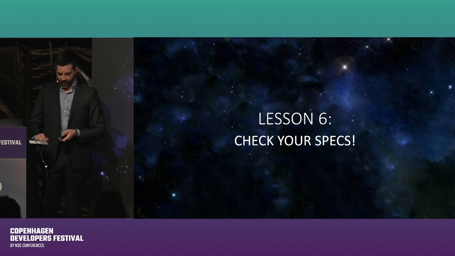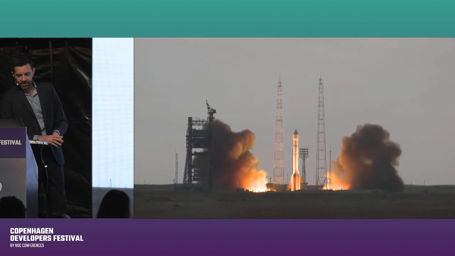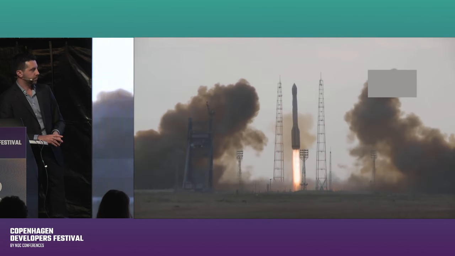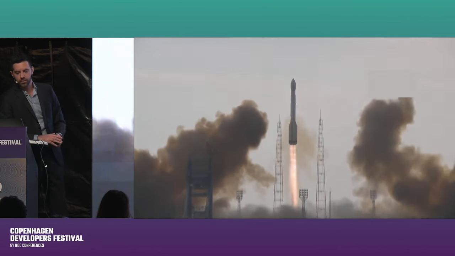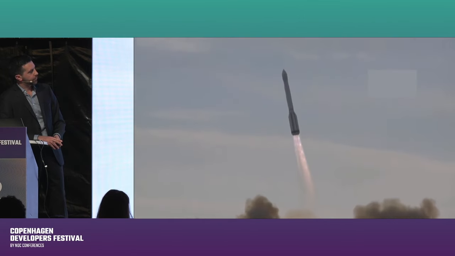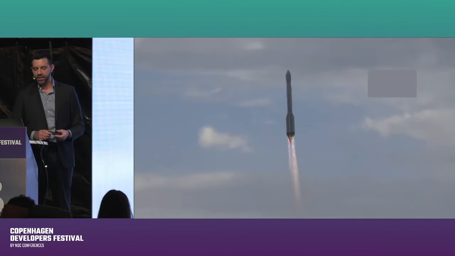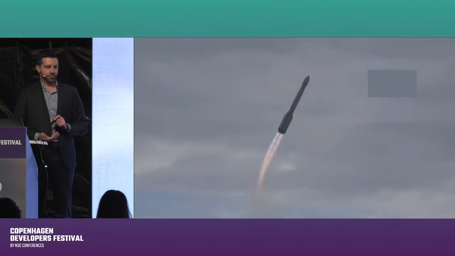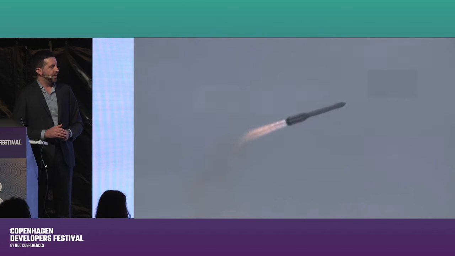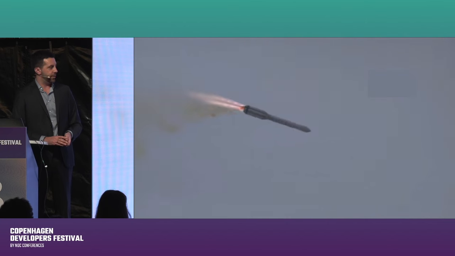I can show you another example of what happens if you do not follow your specifications properly. This is the Proton M launched by Russia in 2013. It's crooked. So it turns out that one of the technicians had installed a couple sensors in the first stage backwards. And those sensors were very important for controlling its flight path. It had no yaw control, and so it flipped end for end and went pointy end first into the ground.